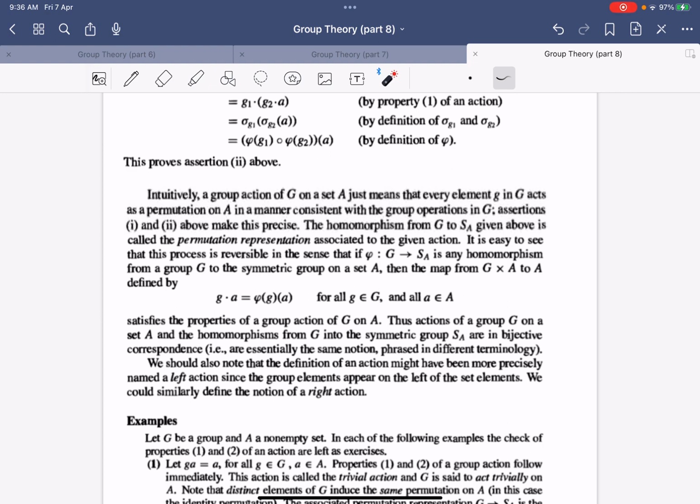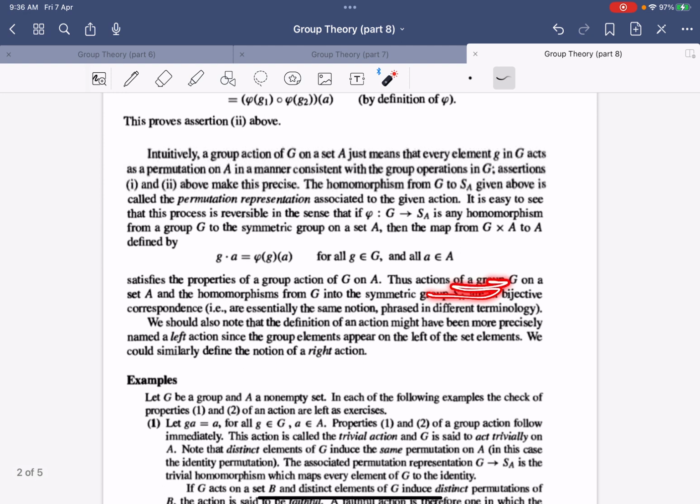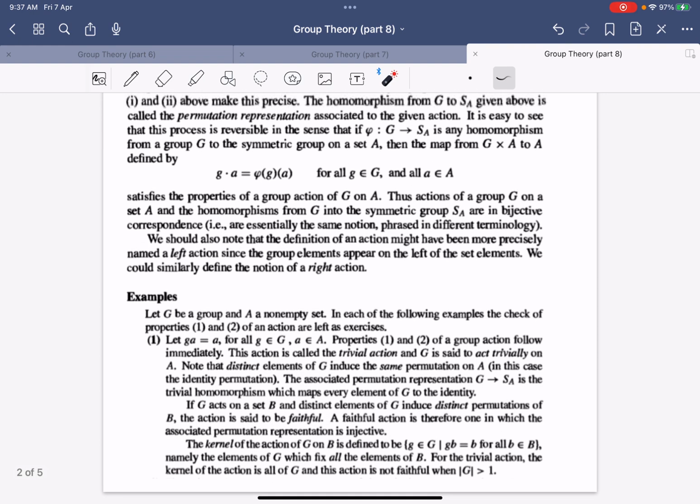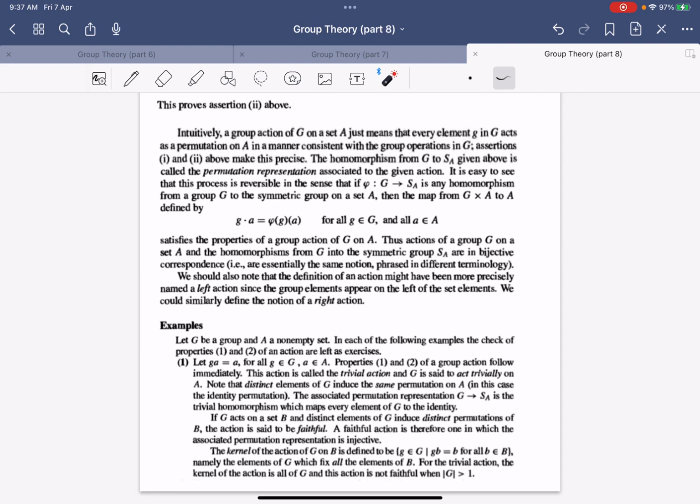So what we are really saying is that the actions of a group and the homomorphisms from the group into the symmetric group are in bijective correspondence. So every action gives you a homomorphism, and every homomorphism from G to the symmetric group gives you an action. And this action, because G is in front of the A, we call the left action. You can also define a similar notion for the right action, but we mainly deal with left actions.